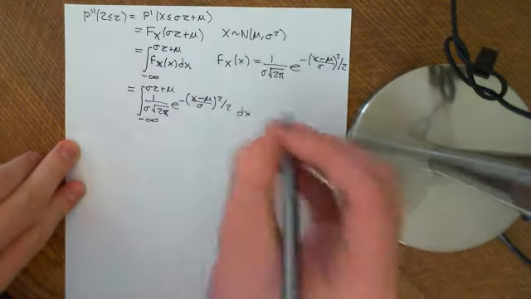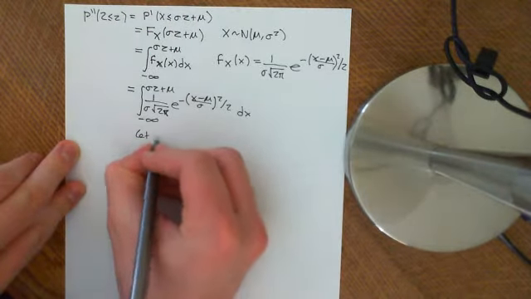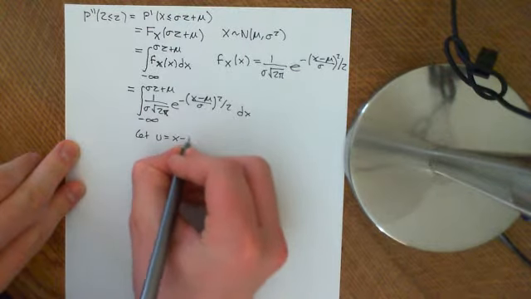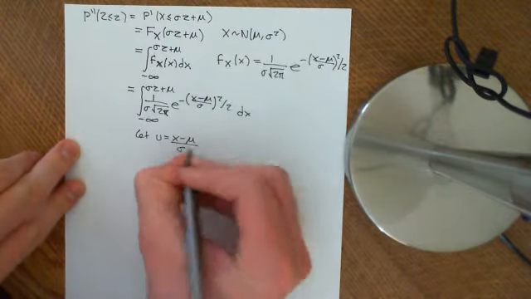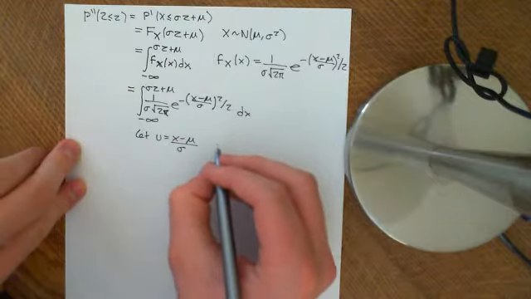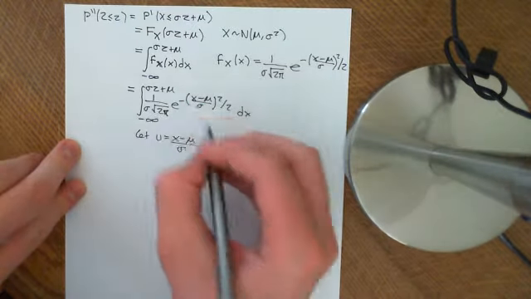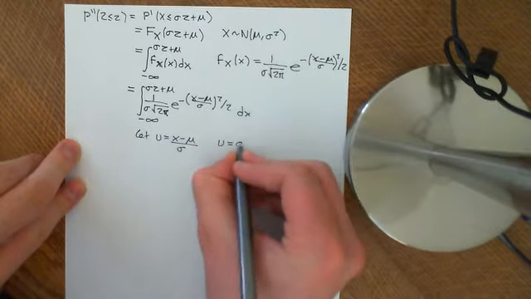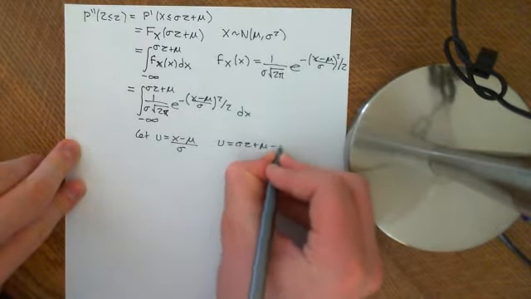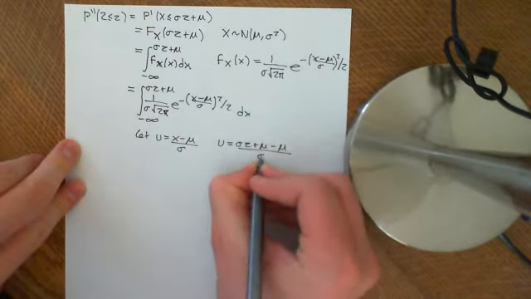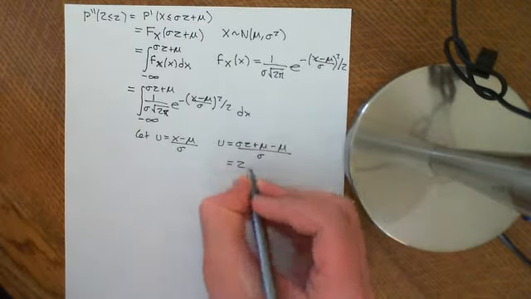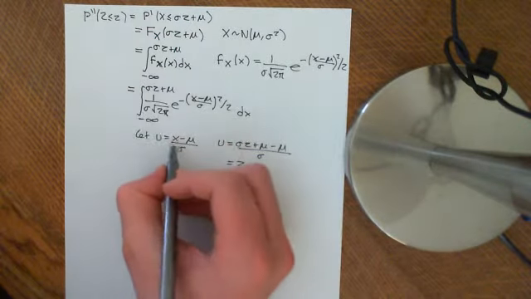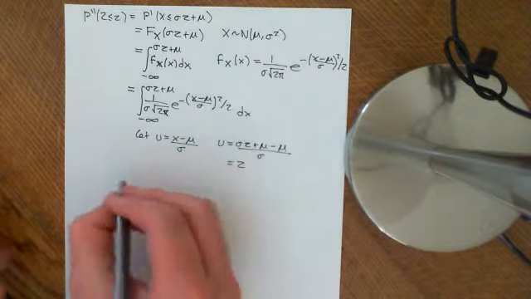So just do a u substitution. Let u equal x minus mu over sigma. So firstly, let's adapt the limits. If we put this limit in here, then u is going to equal sigma z plus mu minus mu over sigma, which is just going to equal z. So the upper limit goes to z. If you put in negative infinity there, it remains at negative infinity.